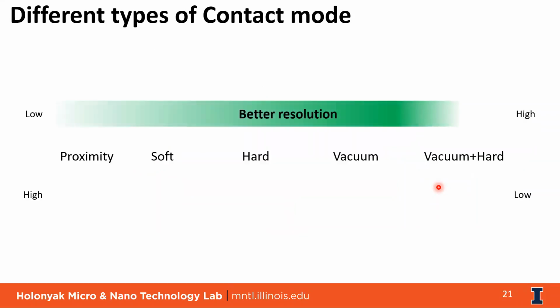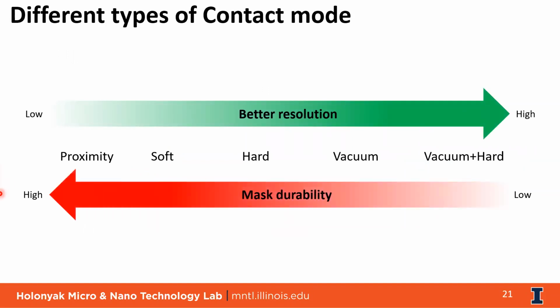So these are the pros and cons of the different contact modes, listed from proximity to vacuum plus hard. For better resolution, you need to use vacuum plus hard contact. And since you have a very high contact force between your substrate and mask, you have very low mask durability in this contact mode.